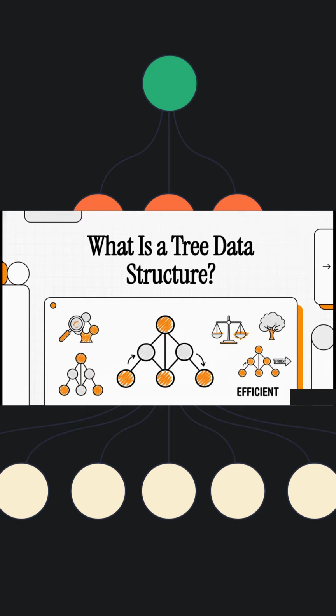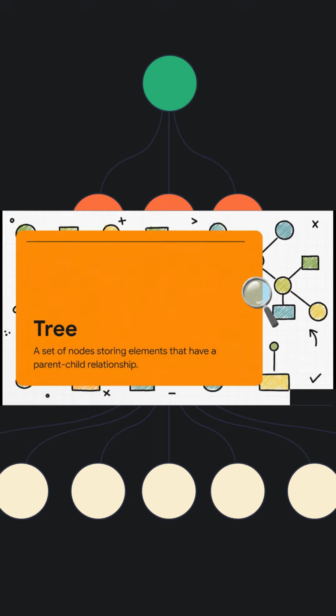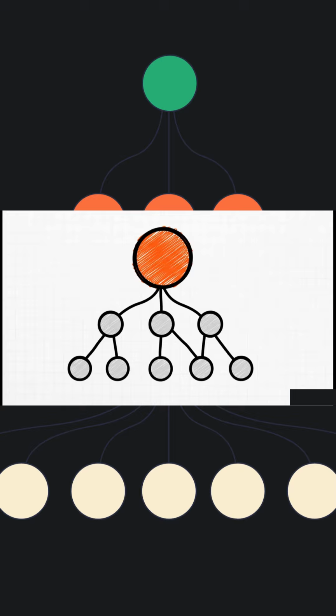All right, let's talk about one of the most fundamental data structures out there, the tree. So you're probably used to linear data, right? Well, trees are different. They're all about hierarchy. Think of it like a family tree. It's just a bunch of nodes connected by parent-child relationships. And every single tree kicks off with a special node called the root. It's the only one without a parent.